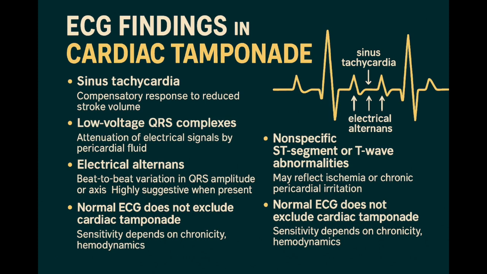In summary, the most important electrocardiographic clues to cardiac tamponade include sinus tachycardia, low-voltage QRS complexes, electrical alternans, and nonspecific repolarization changes. When these findings are combined with clinical features such as pulsus paradoxus, hypotension, and elevated jugular venous pressure, they significantly strengthen the suspicion for tamponade and guide clinicians toward urgent diagnostic imaging and intervention.